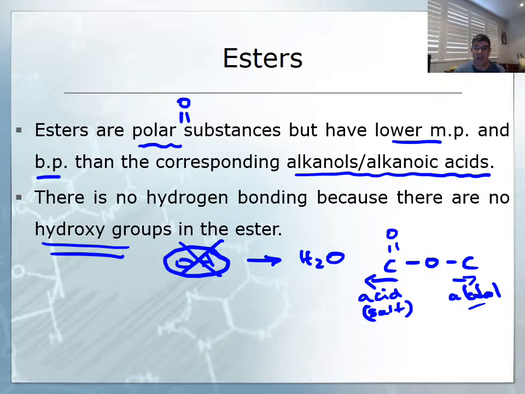So as a consequence, there's no OH group, and because there's no OH group, we can't have hydrogen bonding. So that means we may have some dispersion forces between the molecules, but we don't have hydrogen bonding. And the hydrogen bonding, being the strongest bond, is the one that contributes to an increase in melting and boiling points.